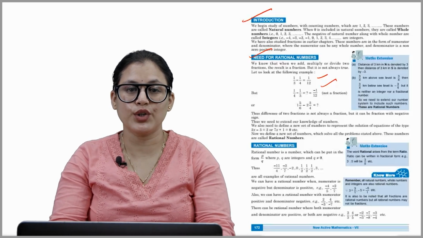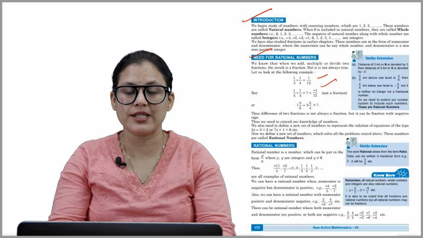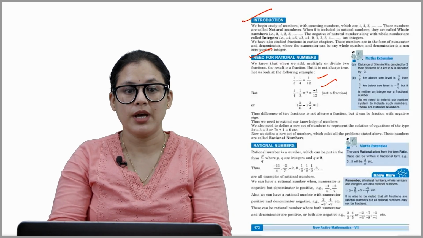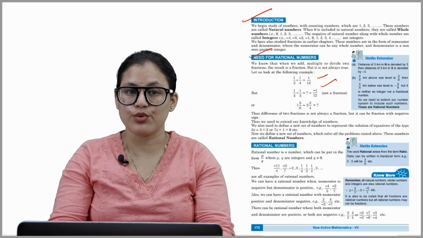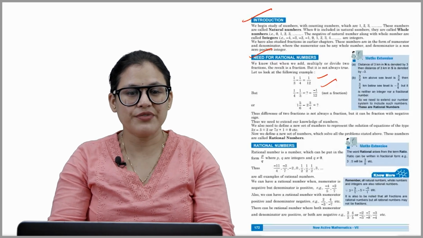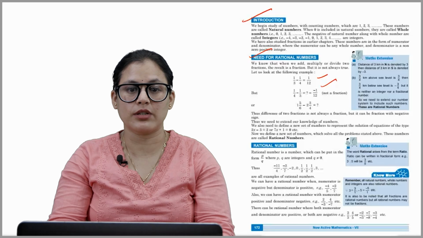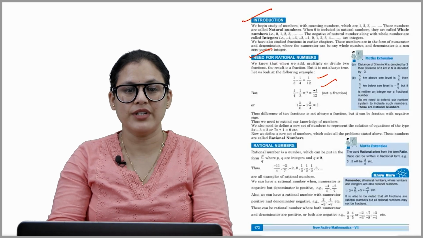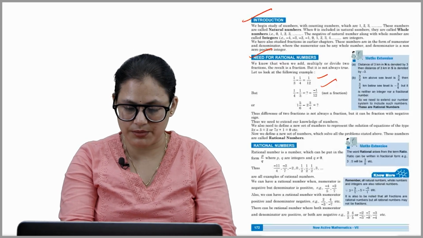We also need to define a new set of numbers to represent the solution of equations of the type 2x minus 3 is equal to 2 or 7x plus 1 is equal to 0, etc. Now we define a new set of numbers which solve all the problems stated above. These numbers are called rational numbers.